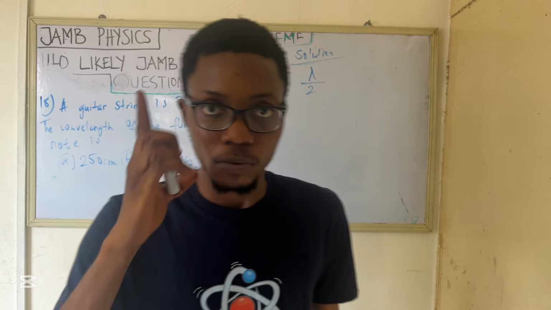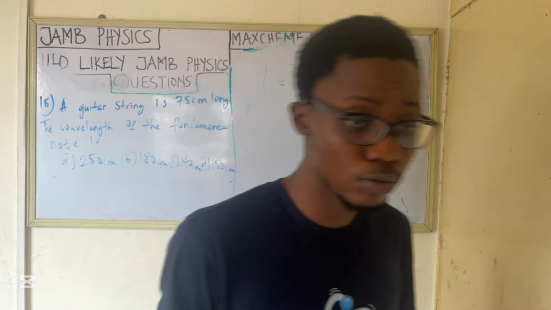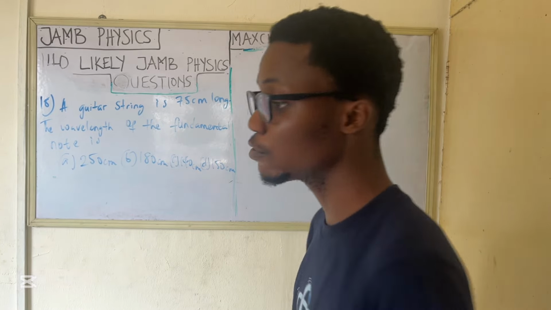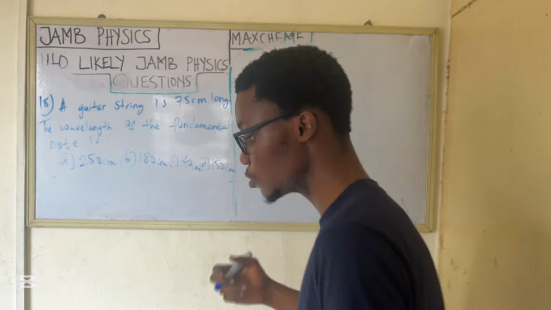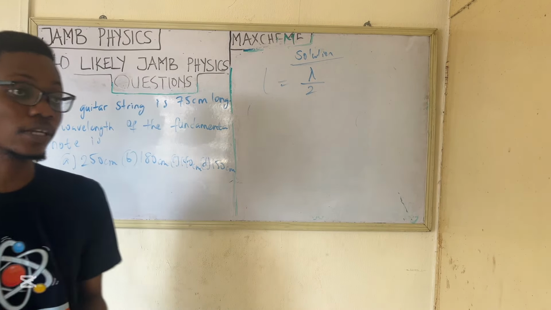When it comes to open pipe, it is lambda divided by 2. But when it comes to closed pipe, it is lambda divided by 4. So you have to know all those basic principles under wavelengths. You have to be familiar with them.